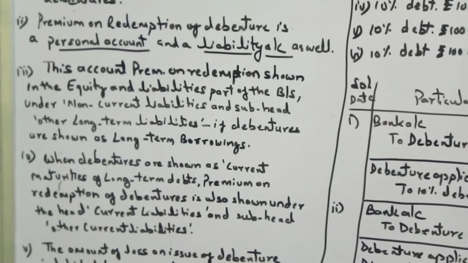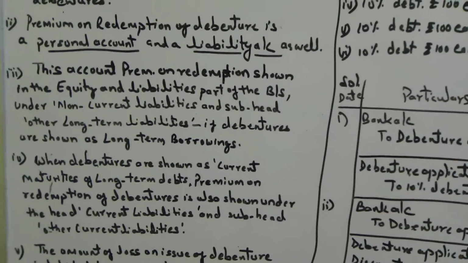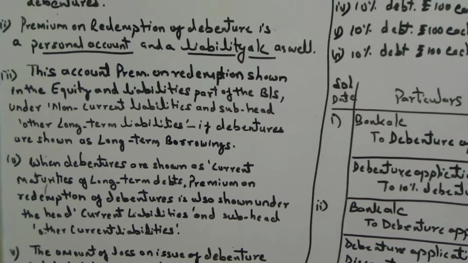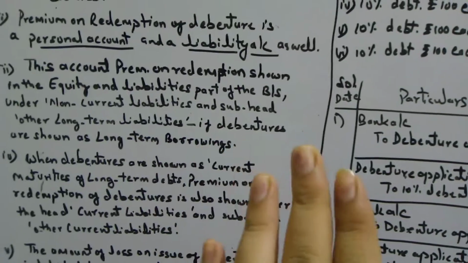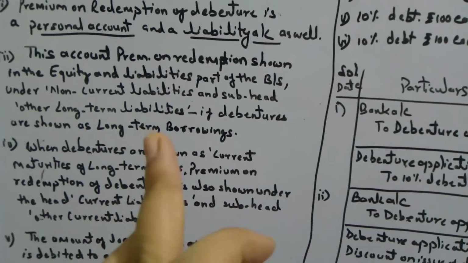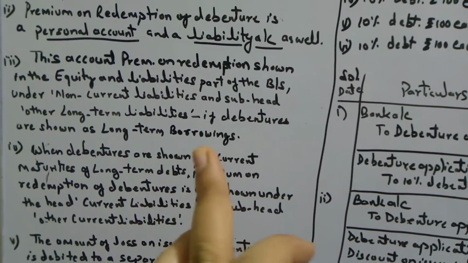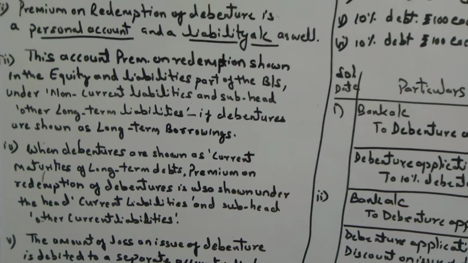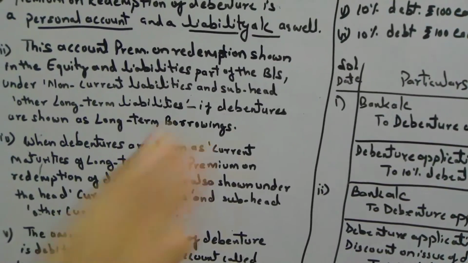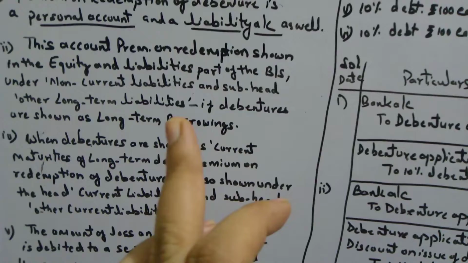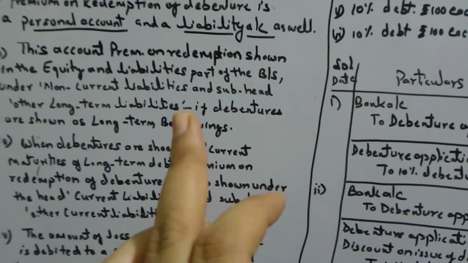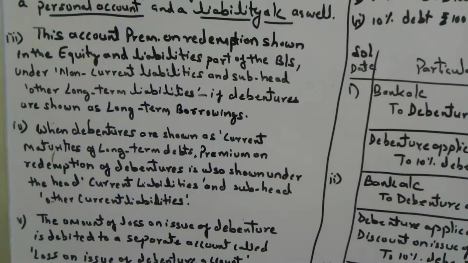Then the third point: the account of premium on redemption is shown in the equity and liabilities part of the balance sheet. You have to show it under non-current liabilities and the subhead other long-term liabilities if debentures are shown as long-term borrowings. If debentures are specifically mentioned in the question as long-term borrowings, then you have to disclose it under the subheading other long-term liabilities, which is covered under non-current liabilities. These entire things will come under the equity and liabilities part of the balance sheet.